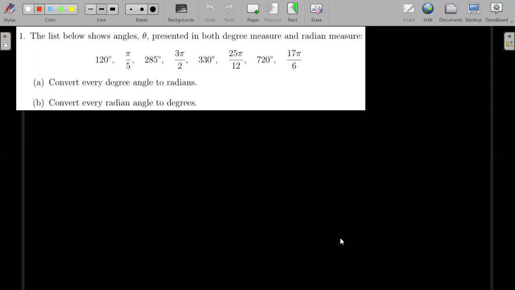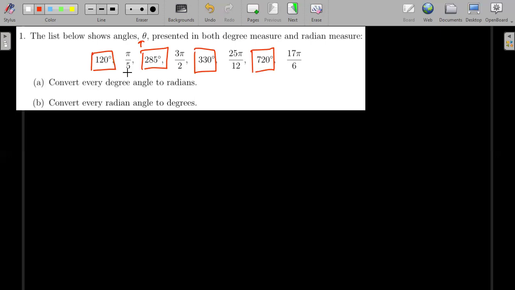All right, the first question says the list below shows angles, represented by theta, in both degree measure and radian measure. They're saying convert every degree angle to radians, and also convert every radian angle to degrees. So all these angles that I'm putting in a box are in degrees, and we're going to convert them to radians. The ones that I've not put in a box are in radians, and we're going to convert them to degrees.